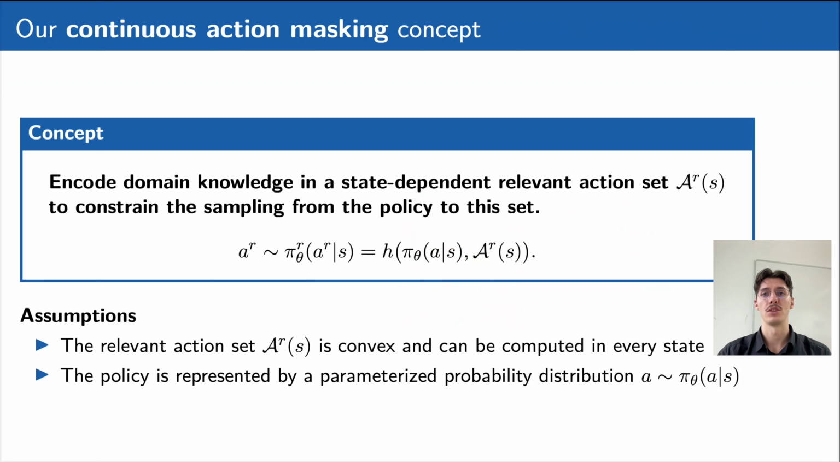Our approach for continuous action masking restricts the actions selected by the policy to the set of relevant actions A^R. We achieve this by transforming the original policy distribution into the relevant policy π^R, which has the property that all actions sampled from it are contained in the set of relevant actions. We require two assumptions for our approaches to this concept. First, the relevant action set is convex and can be computed in every state. And second, since we are working with probability distributions, the employed RL algorithm must use stochastic policies, which are typically Gaussian distributions.